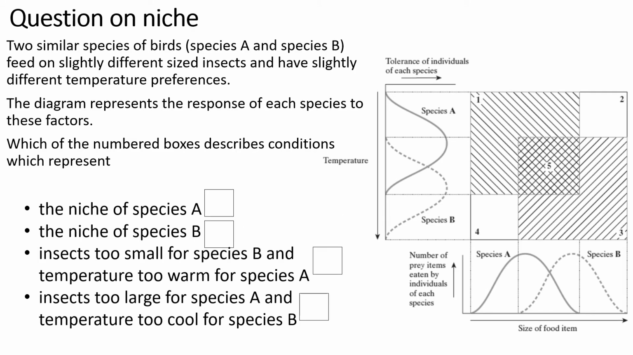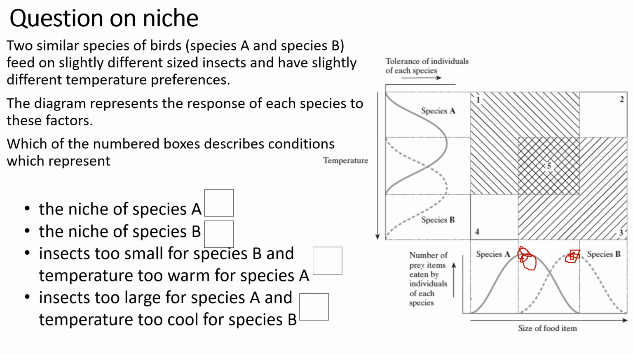This is an example of the kind of question you would get on niches in the exam. It's given you a rather complex little diagram talking about different factors, in this case temperature and size of food item, and it's asking you to interpret it. What they've given you is what we call a bell-shaped curve, where if you look at species A and species B along the bottom where it says size of food item, species A and species B simply have a bell-shaped distribution where the highest point is where you have the largest number of those particular organisms.